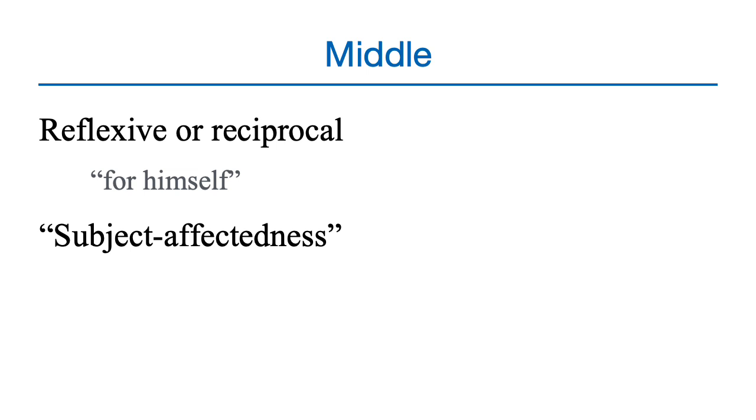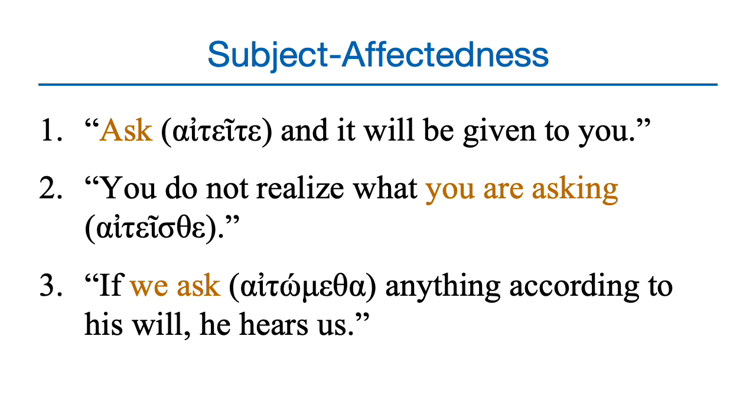Something called middle reflexive or reciprocal, it means that you're doing something for yourself. It means that the subject is affected by its own action. I'm doing something for myself. Here are some examples. Ask and it will be given to you. Aiteite, you ask and it will be given to you. You ask for yourself, it shall be given to you.